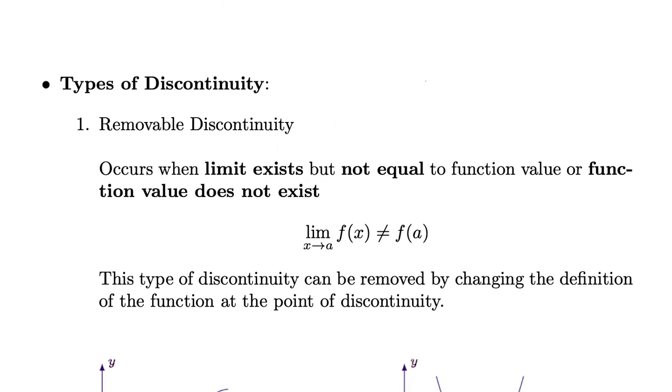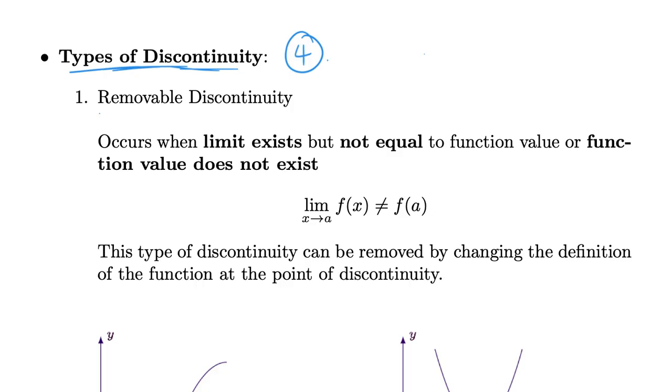So now we're going to talk about the different types of discontinuity. In total, there are four main ways. Starting with the first here, we have the removable discontinuity. This happens when the limit exists, but the value either does not exist or does not agree with the limit.